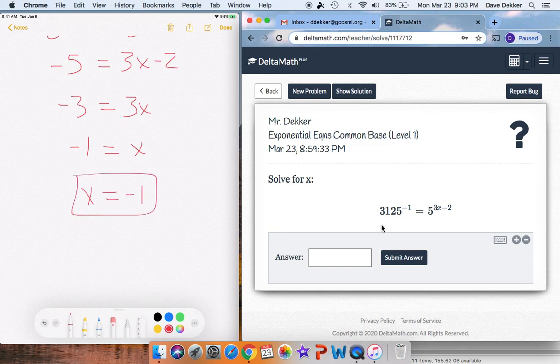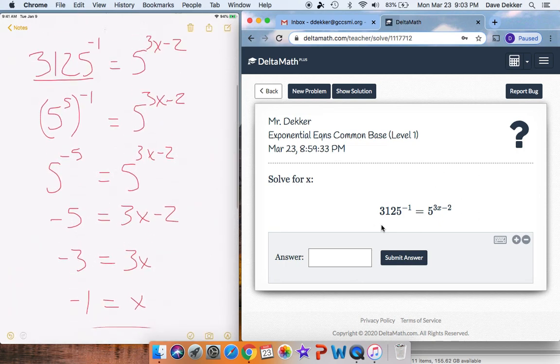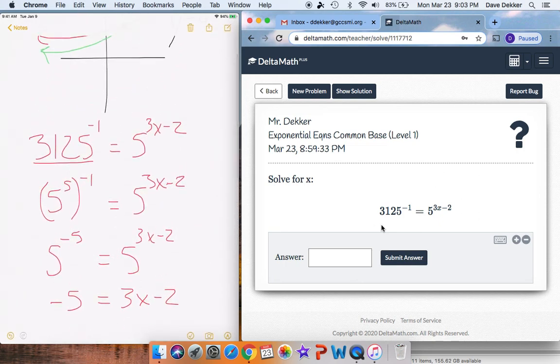So if I were to go on my calculator and go back to the original problem, right up here, and if I were to put in a negative 1 right there, I think that was our answer, right? And I go 5 to whatever power I get there, and I do 3,125 to the negative 1 power. I should get the same answer for both.